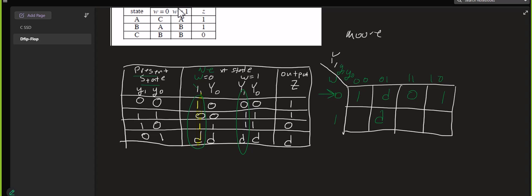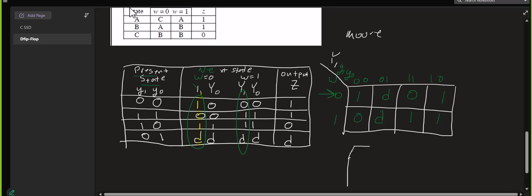And now for the second column, I see when it's 0, 0, it's 0, and the other two are 1, so I'm just going to fill those in. So it would be 0, don't care, 1, 1. Yes.